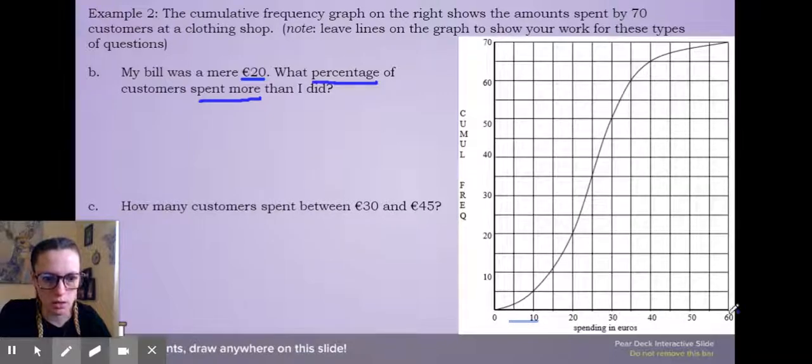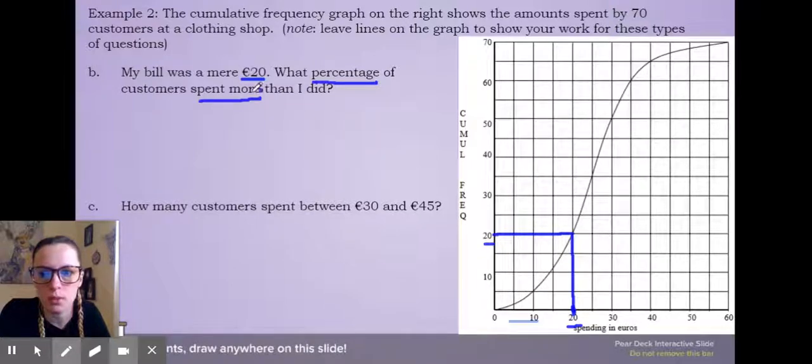So now I'm starting on my x-axis, since they gave me euros. I'm starting on my x-axis at 20, and I'm just going backwards. So I'm going up to my graph and then over to the y value, which in this case happens to be 20. It's not always going to be 20. It's just a coincidence with this one. So I'm going up and over. Now, remember, that gives me the cumulative frequency. That's not the percentage at all.